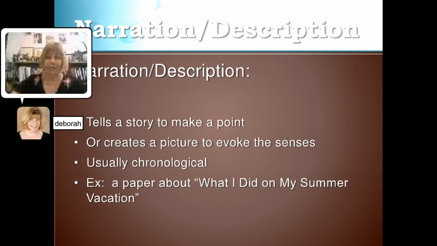The first type of organizational pattern is just known as narration or description. Now, this is particularly effective if you just want to tell a story of some kind. You're trying to make a point and you're going over what happened to you at some particular point in time or what happened to someone else. You're describing, so it creates a picture to sort of evoke the senses.